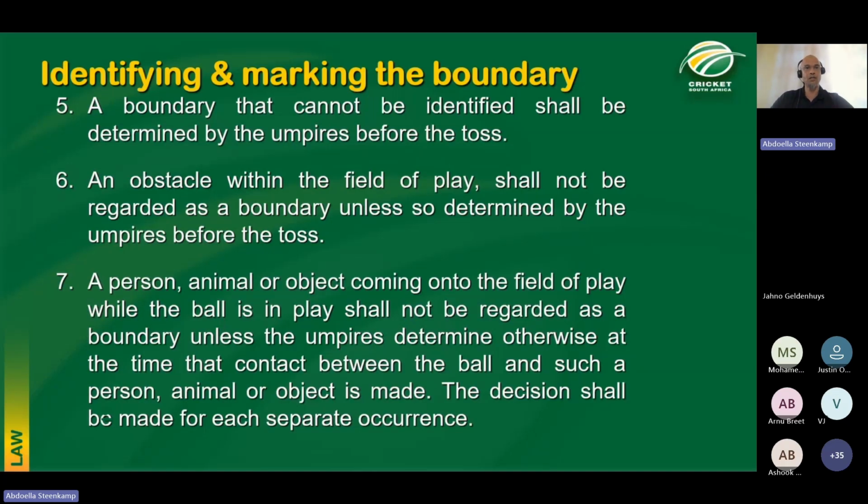quite hard to the boundary, the dog then runs onto the field of play and intercepts the ball a few meters from the boundary, but the ball was traveling quite quickly towards the boundary. You as the umpires can decide, yes, if it was not for the intervention of the dog, that ball would have gone over the boundary. So the law gives you the power to signal boundary four, even though technically it did not go over the boundary.